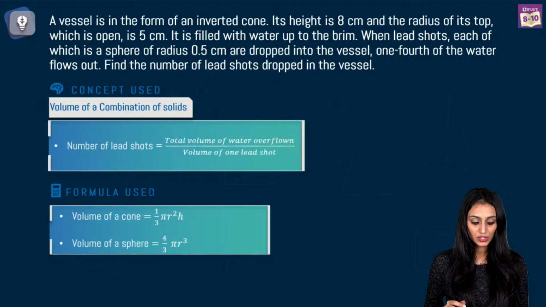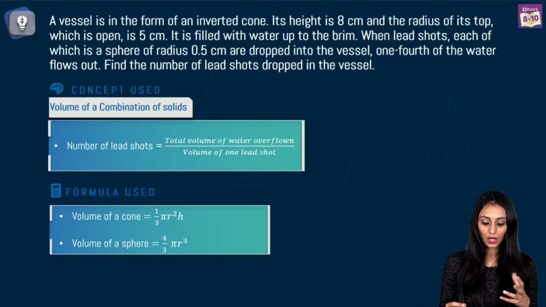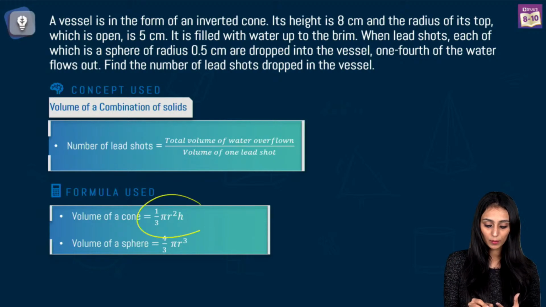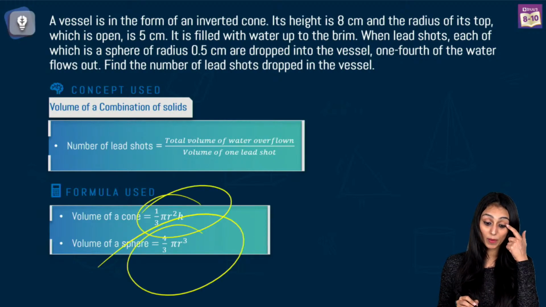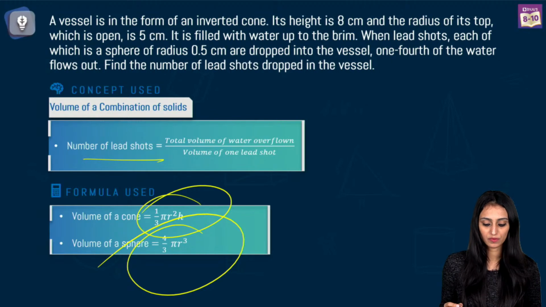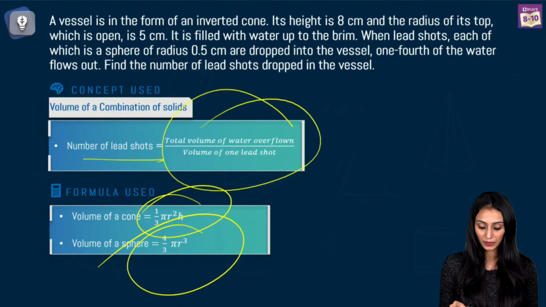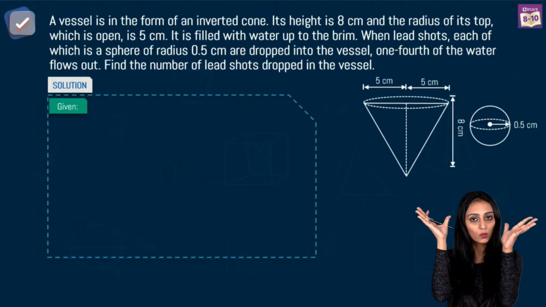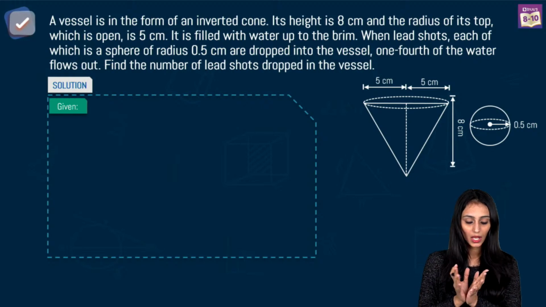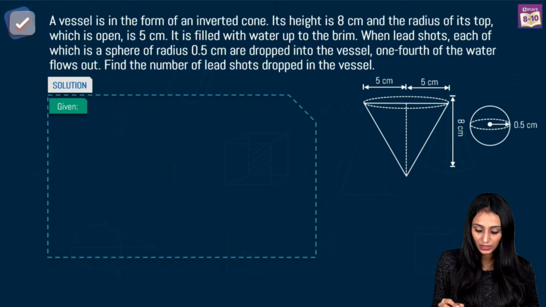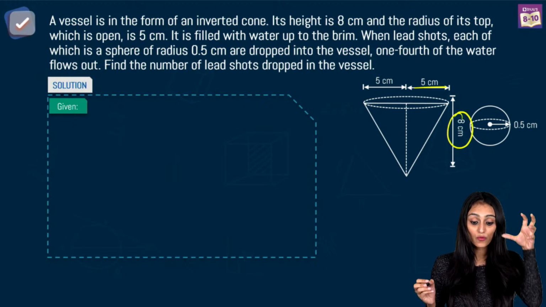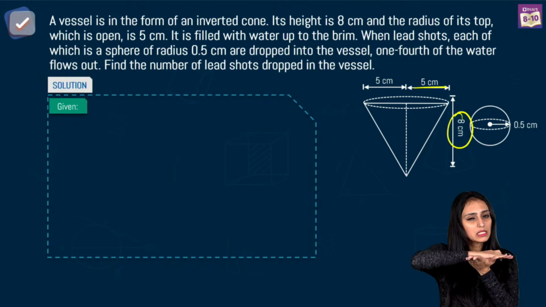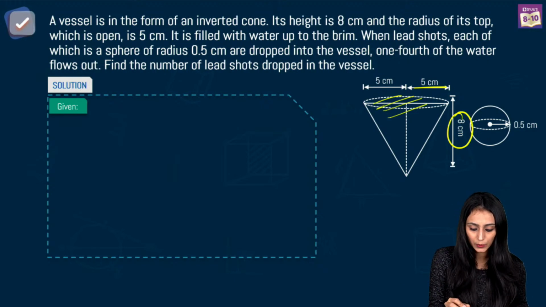Okay, so first of all, we are talking about a cone and a sphere here. So volume of cone is 1 by 3 pi r square h. Volume of sphere is 4 by 3 pi r cube. Number of lead shots we have to find out, so we will be using these formulas. Let's first take a look at the figure. We have an inverted cone, and its height is given, that's 8 centimeter. Its radius is given, that's 5 centimeter. It is filled with water up to the brim. That means completely filled with water up to the brim.